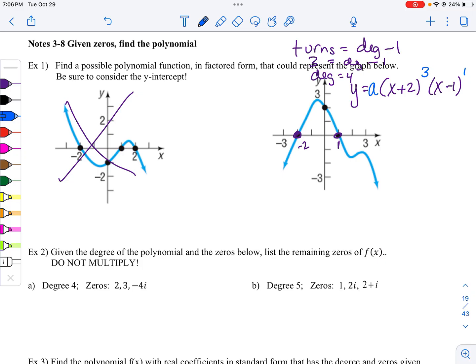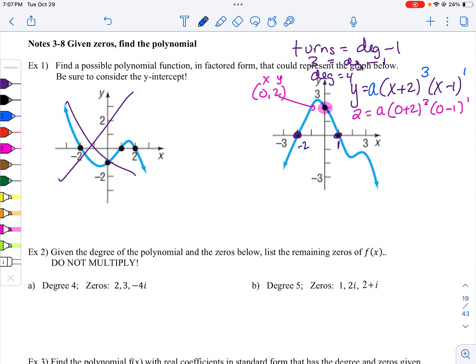All right, then the other thing we need to do is find that a value. Remember, we find the a value by using the y-intercept. I know my y-intercept for this point is (0, 2). My x value is 0, and my y value is 2. So I'm going to go to this equation and plug in 2 for y, leave the a where it is, and plug in zeros for all of the x's.